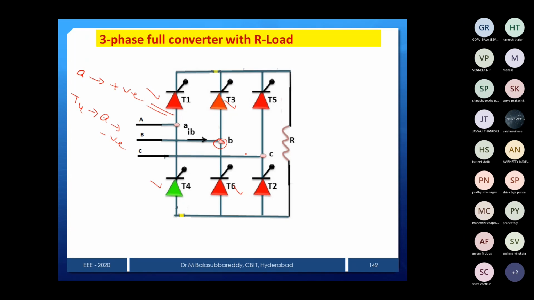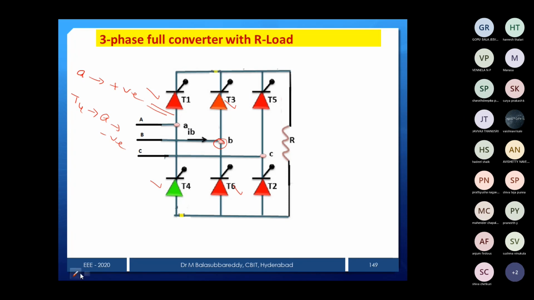Just like how we noticed in the case of the semi-converter upper group devices, in the same fashion you must see that even though that particular phase is more negative, it won't conduct. You have to check one more condition, whether that phase is having firing pulses or not. If a firing pulse is present, then only the device is going to start conducting, like the upper group devices. That is the only reason.